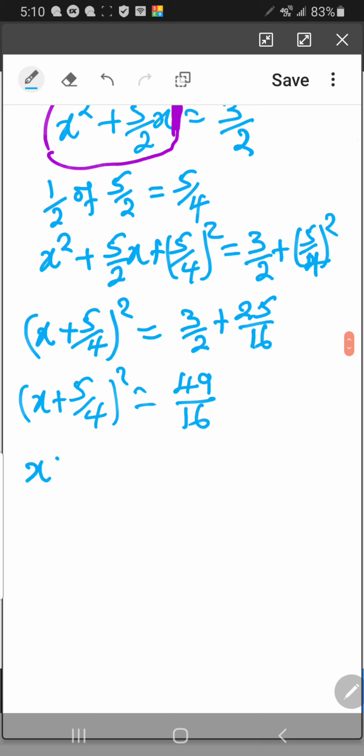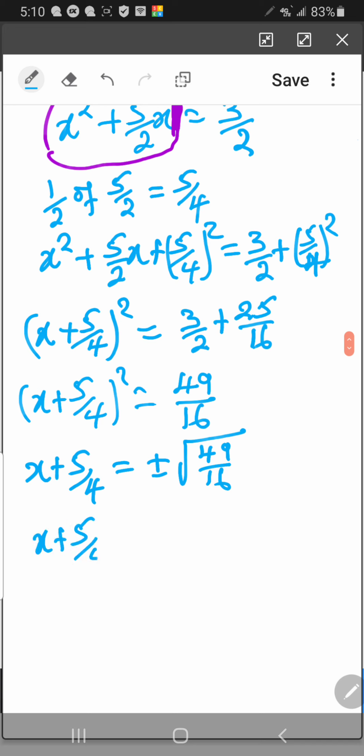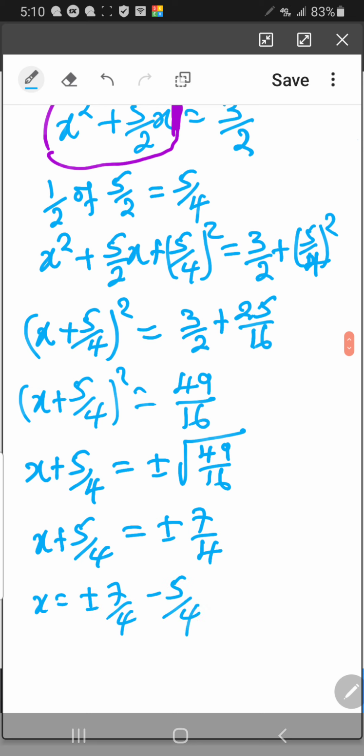What next? We take positive or negative square root on both sides. This gives you x plus 5 over 4 is equal to positive or negative the root of 49 over 16. This will give us x plus 5 over 4 equals positive or negative 7 over 4, because the square root of 49 is 7, the square root of 16 is 4. So, making x the subject, we have x to become positive or negative 7 over 4 minus 5 over 4.